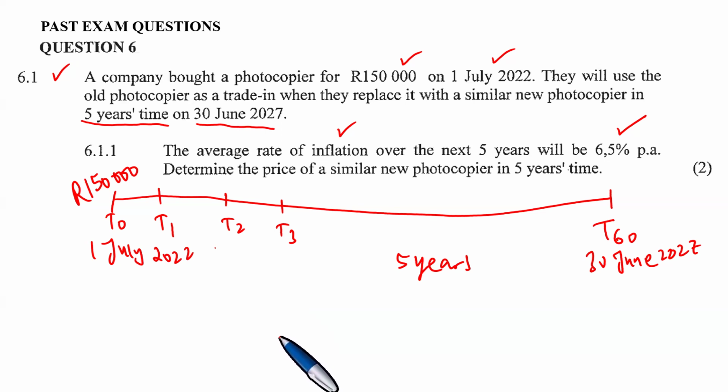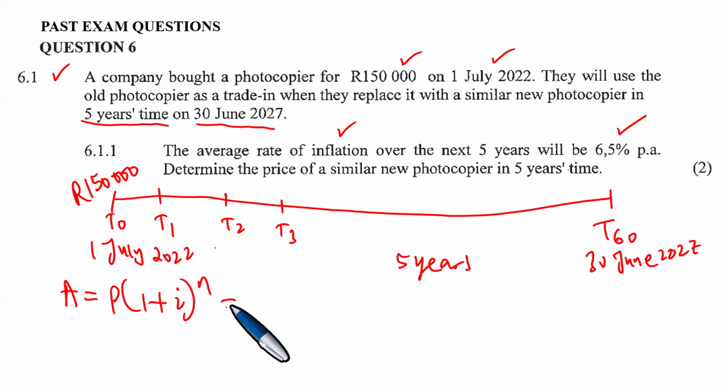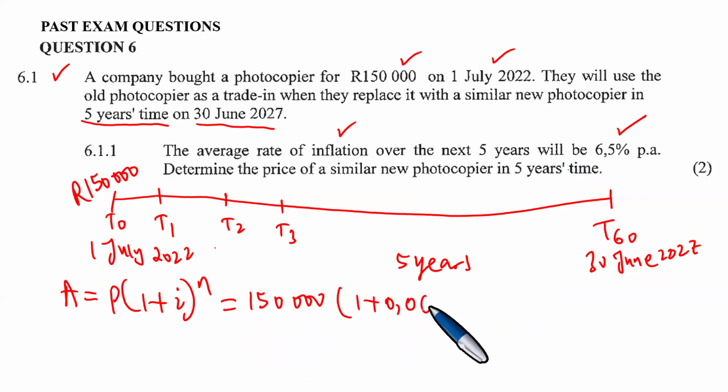The compound interest formula. Yes, sir. So we could use the compound interest formula, the appreciation formula, because if inflation is given, it means that there is an increase in the costs. So you'll have 150,000 times 1 plus 6.5% divided by 100, that is 0.065, raised to the power 5 years.